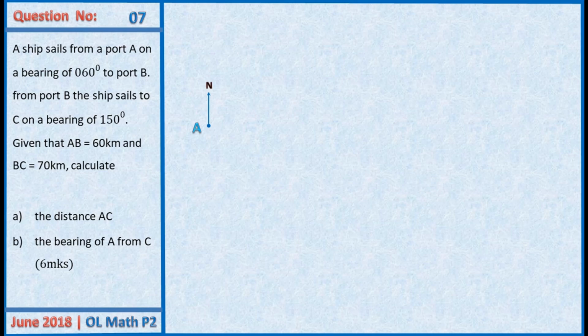And bearings are measured clockwise from the North Pole. So that's my point A, and the ship sails on a bearing of 60 degrees from point A and covers a distance of 60 kilometers to point B. That's the sketch. Now at B, you have to equally indicate a bearing since he has to move again.